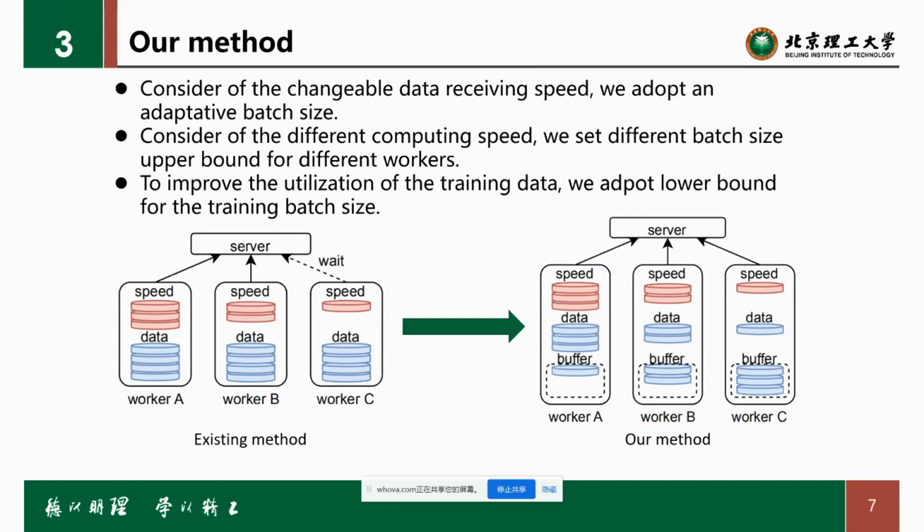We adopt an adaptive batch size to fit the changeable data generation speed. To fit the different computing speeds, we set different batch size upper bounds for different workers. To improve the utilization of the training data on the training model, we adopt a lower bound for the training batch size.